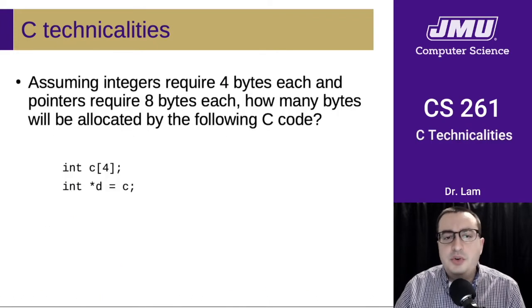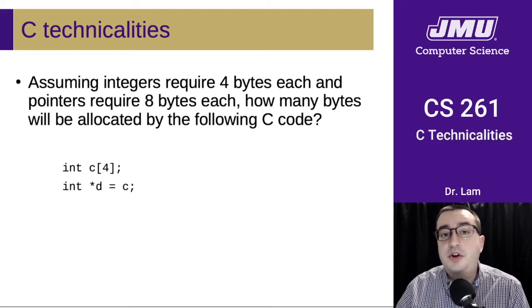All right, so next question. So assuming integers require 4 bytes each and pointers require 8 bytes each, how many bytes will be allocated by the following C code? So take a second and pause the video and see what your estimate would be for how many bytes these variables will take up.